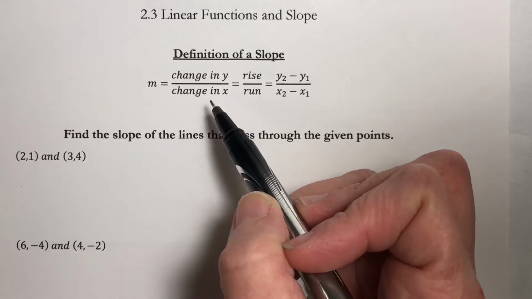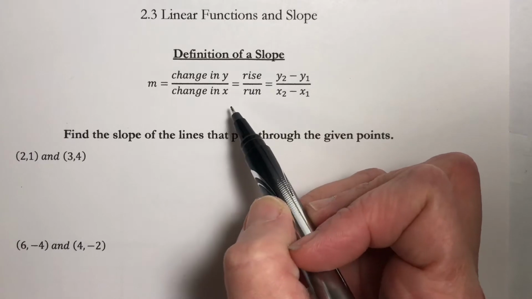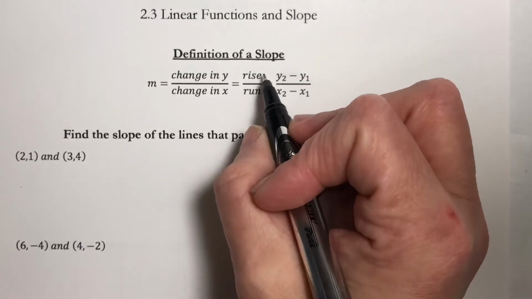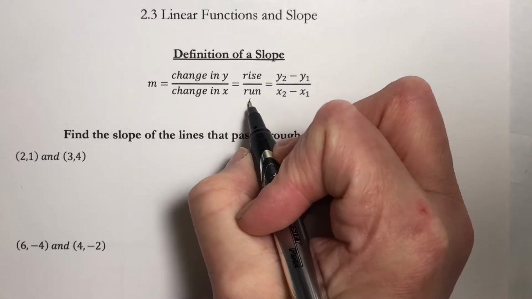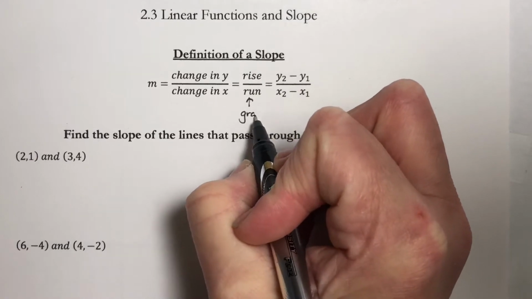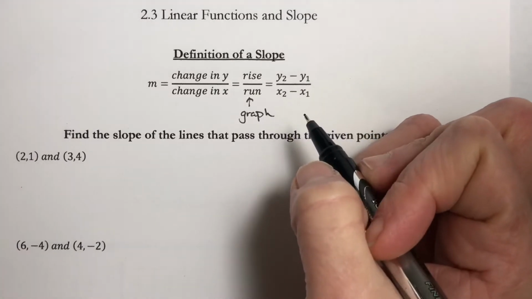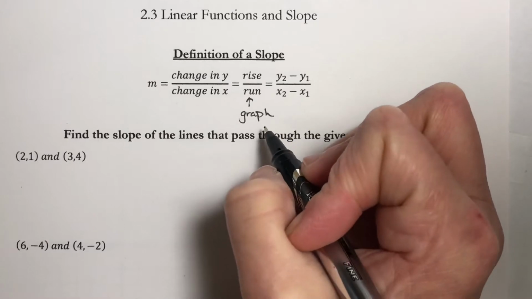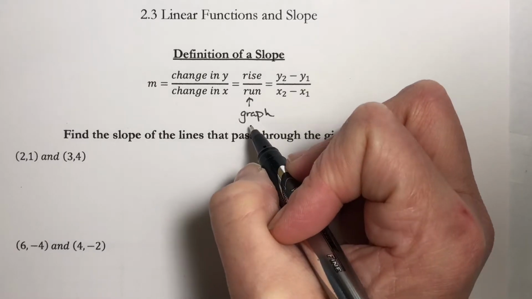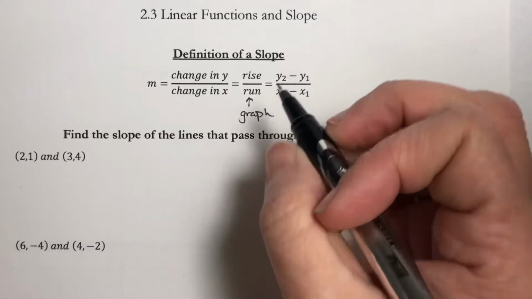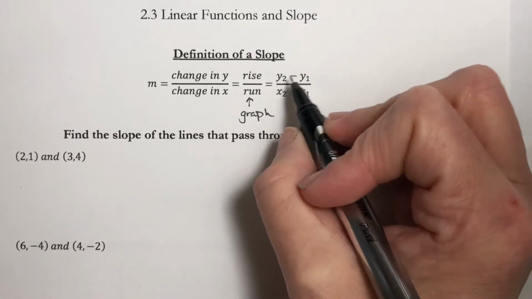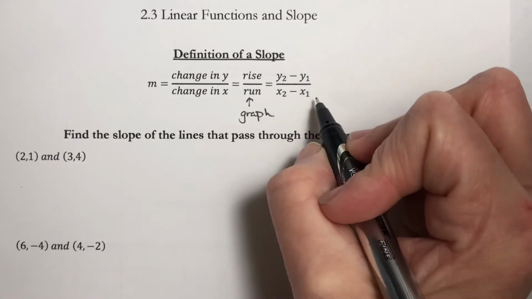A slope is a ratio. It's a comparison of one thing to another. Then we have rise over run. This is most useful when we have a graph, either when we have a slope and we're trying to create a graph, or if we have a graph and we're trying to find the slope. It works both ways. And then we have y2 minus y1 over x2 minus x1.